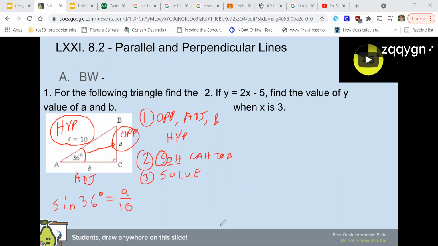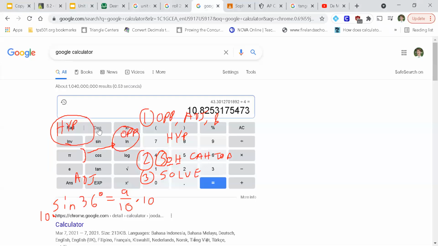To solve this for A is one step. I need to get rid of the divide by 10. So what do I do? Multiply. And then I'm just going to type that into the calculator. What is 10 times the sine of 36? Make sure it's in degree mode. 10 times sine 36 is 5.878.